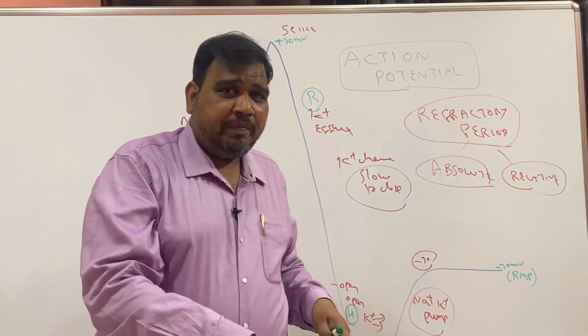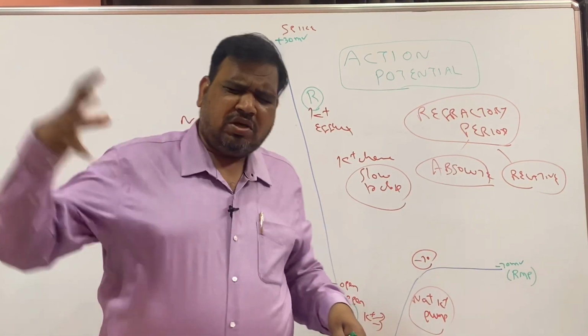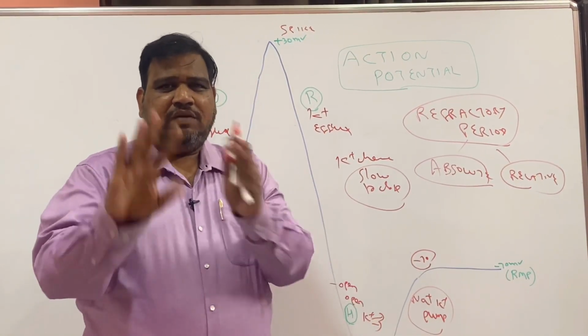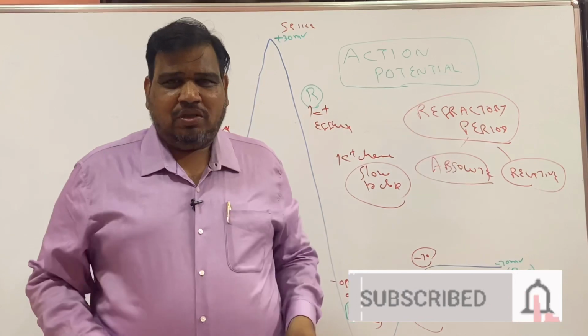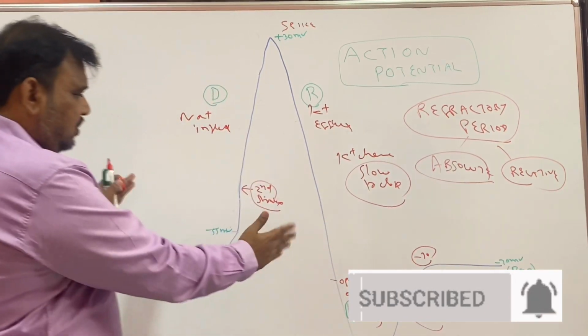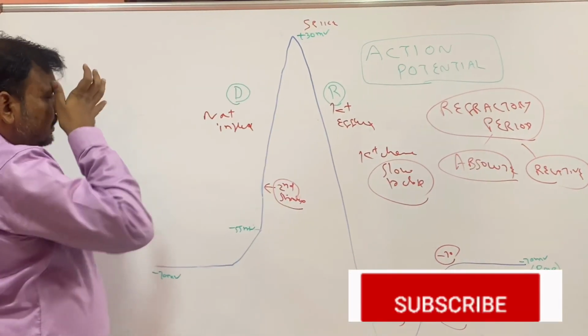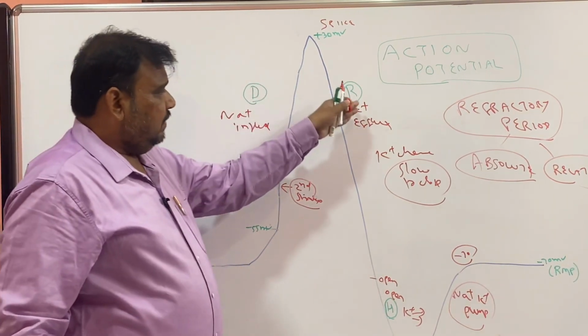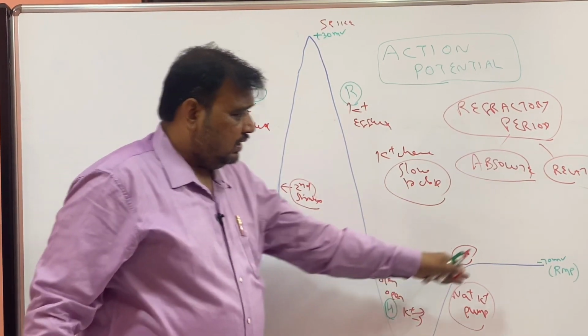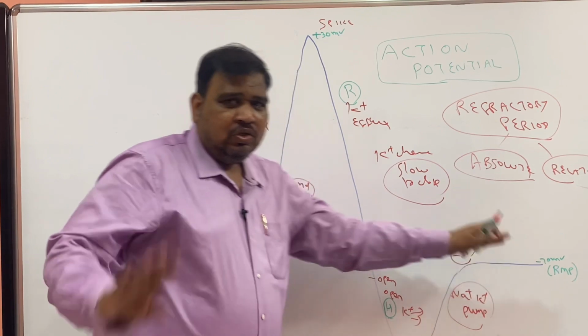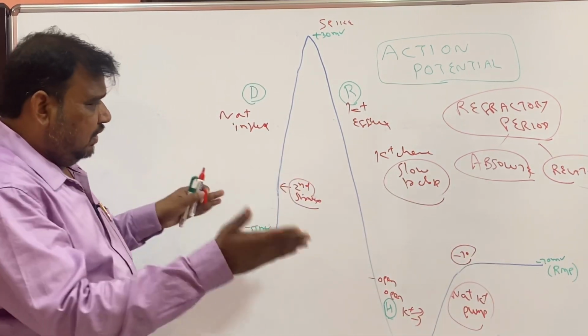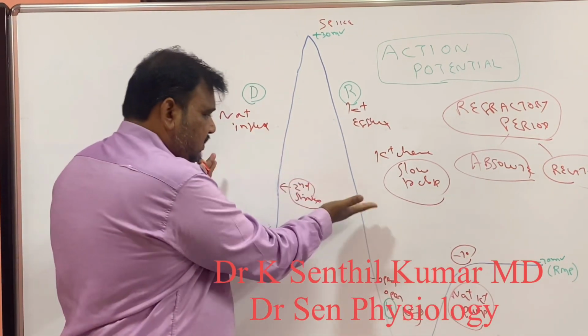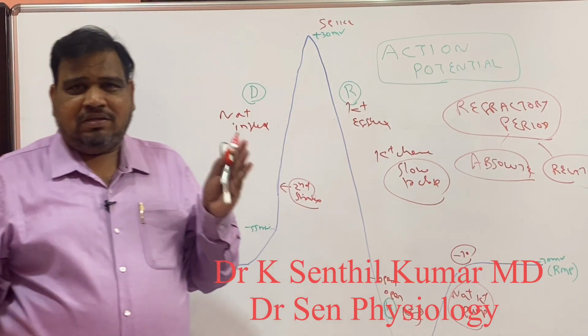Whereas in absolute refractory period, even if I give a strong stimulus, the strongest stimulus, no response. So understand that difference. Now let's come to the main topic. In this action potential curve, you know all the basics: the reason for depolarization, repolarization, hyperpolarization, coming back to resting membrane potential. So now I am going to tell which is the absolute refractory period in this curve, which is the relative refractory period in this curve.